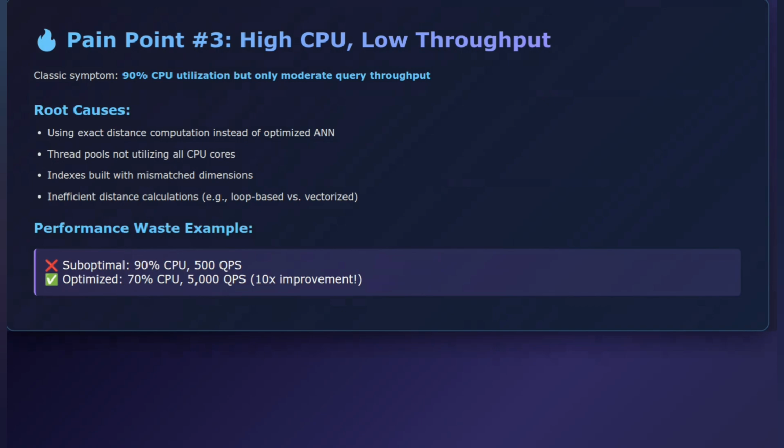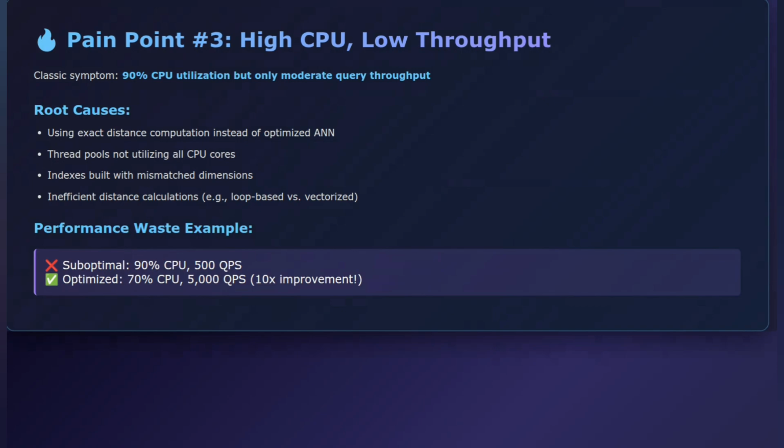Root cause number 2, thread pool wastage. Your server has 32 CPU cores, but your thread pool is configured for 4 threads. 9/10 of your CPU sits idle. Meanwhile, your 4 threads are maxed out. This is shockingly common. Default thread pool sizes are often 2 or 4, not based on actual core count.